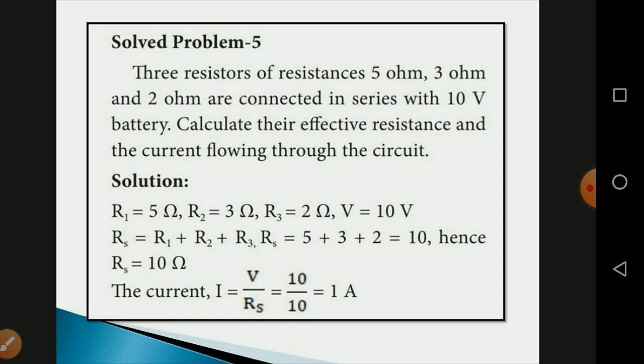So first, we calculate the effective resistance, and the next question is the current flowing through the circuit. What is the value of the current? So I is equal to V by R. According to Ohm's law, I is equal to V by R. R is the resistance in series. V is already given as 10 volt. So 10 divided by 10 is equal to 1 ampere. So the current is 1 ampere.